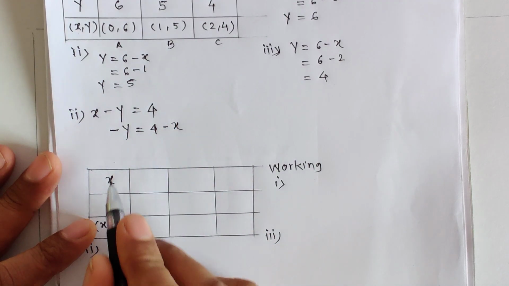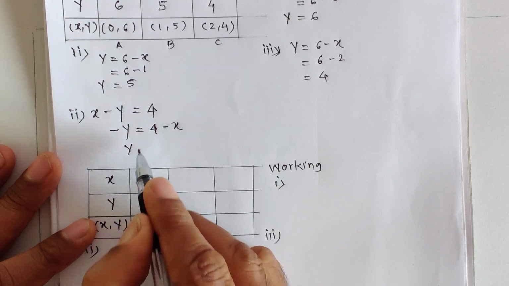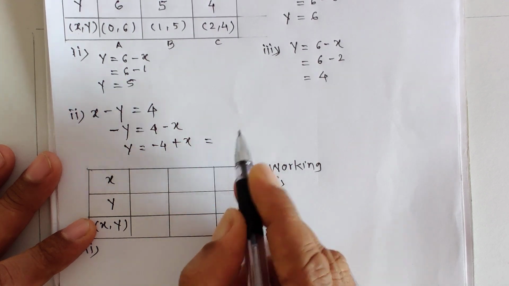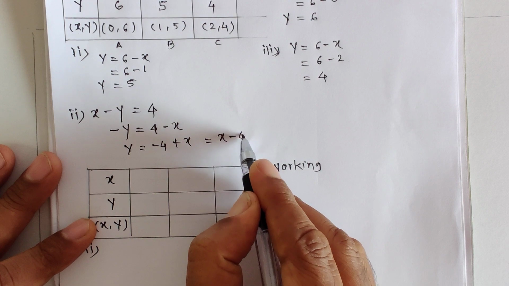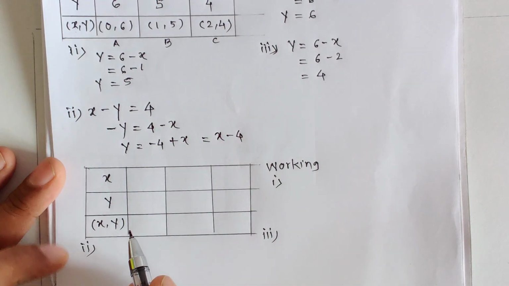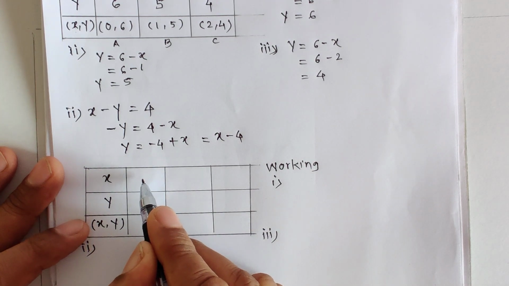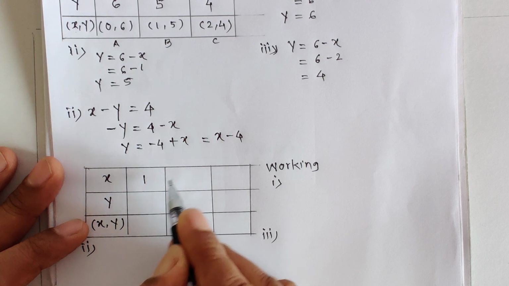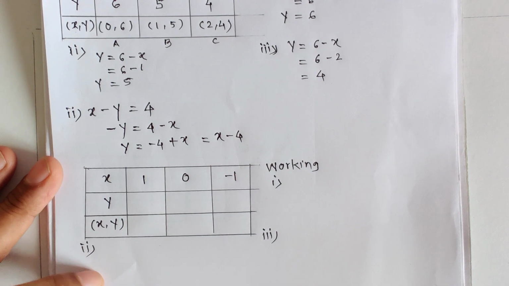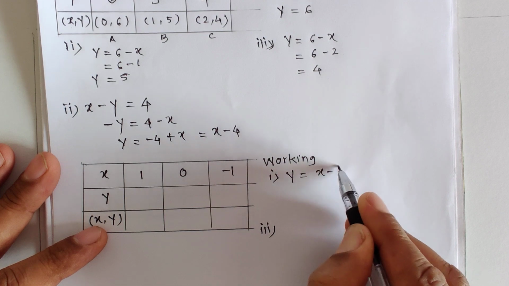Now change the sign because variable is never negative. Do not keep the variable negative. y is equal to minus 4 plus x, means x minus 4. Keep minus 4 plus x or write x minus 4. Now again select the values of x. You can take any values of x. So again we take 1, 0, minus 1, any values. Now find the values of y. y is equal to x minus 4.